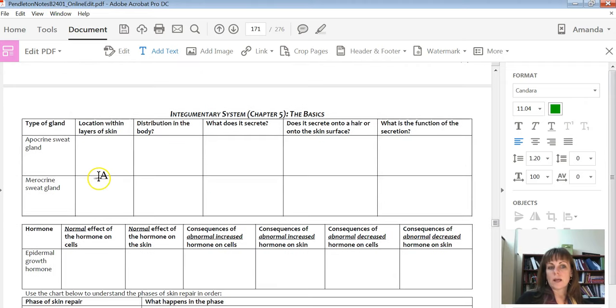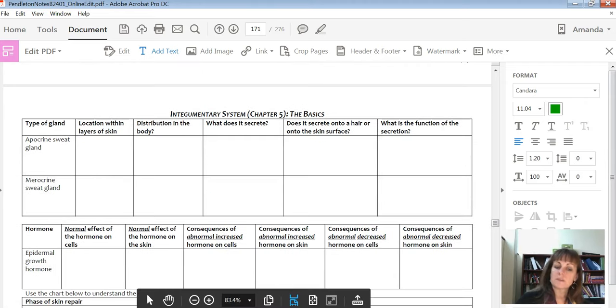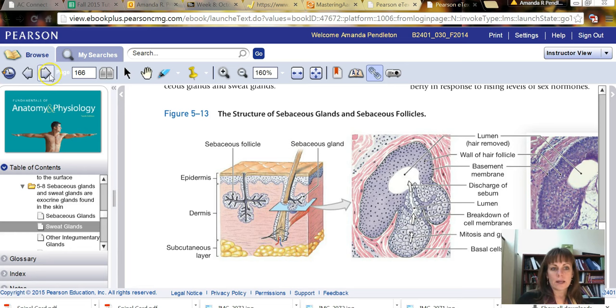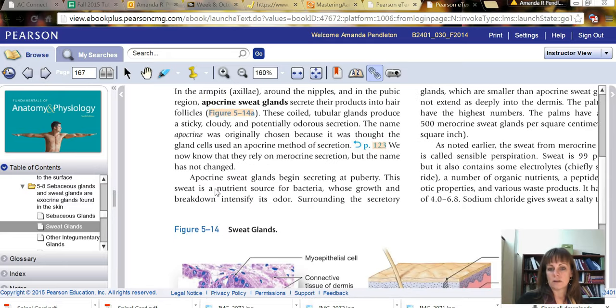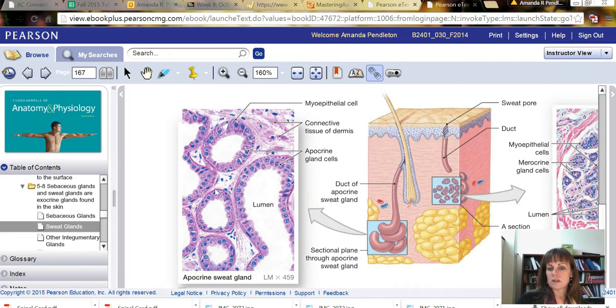Okay. Now let's talk about the two different types of sweat glands. If we look here at page 167, this is going to give us an image. Here's an apocrine sweat gland, and then here's a merocrine sweat gland right here. You may notice the apocrine is secreting onto the surface of a hair, and then the merocrine is going to be secreting directly onto the surface of the skin.